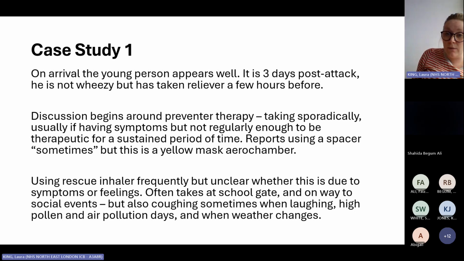They do have very clear triggers, i.e. high pollen, high air pollution, weather changes, they can be really significant factors. If we're coughing when we're laughing, that is a real red flag. It's really indicative of severe inflammation, so that's just something to bear in mind. But also, quite often they take their blue inhaler at the school gate, which we see quite a lot with our anxious children. There are very clear times when they take it inappropriately.